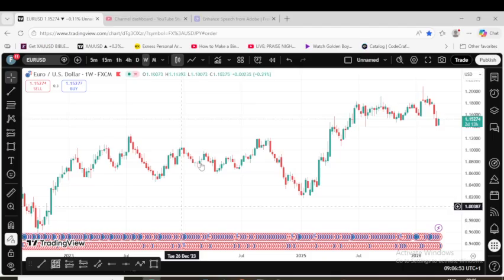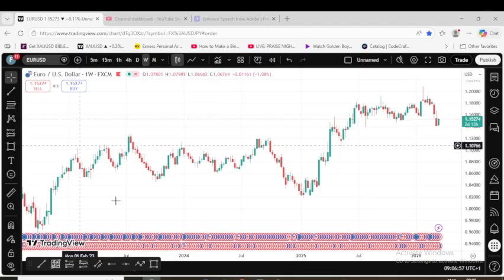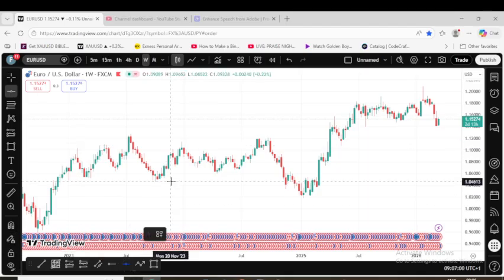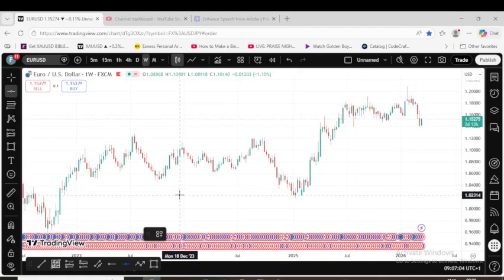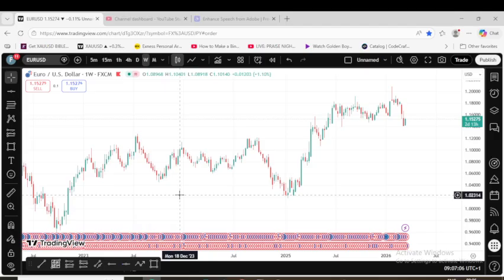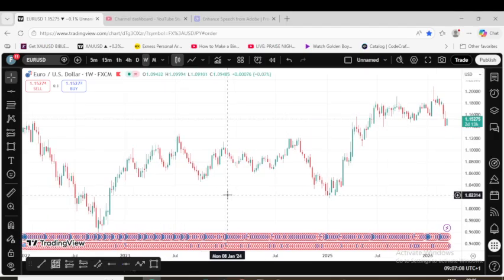Good morning, everyone. Today we're going to be doing a top to bottom analysis on EURUSD, starting from the 1 week time frame. As usual, we'll start by identifying our zones, which are support and resistance levels on higher time frames.